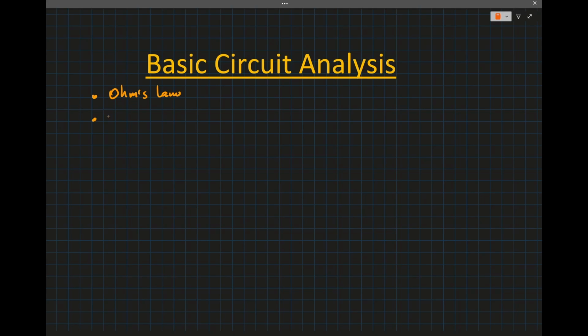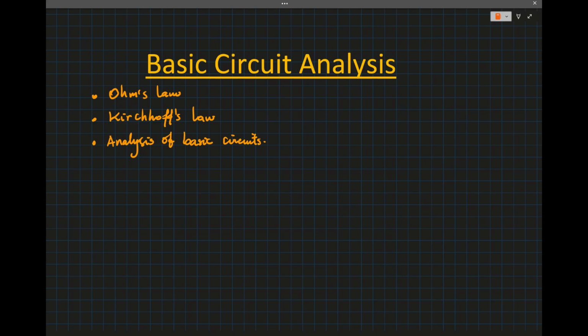Then we are going to talk about Kirchhoff. This is spelled many different ways in different textbooks. And then we're going to learn how to analyze basic circuits with these laws.